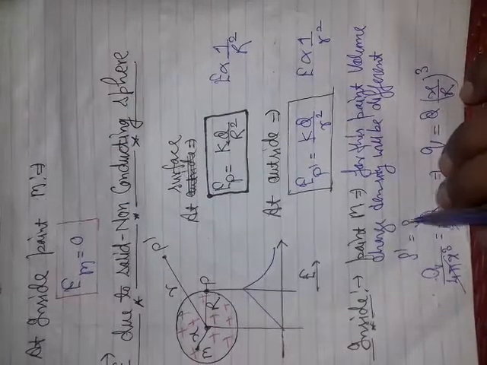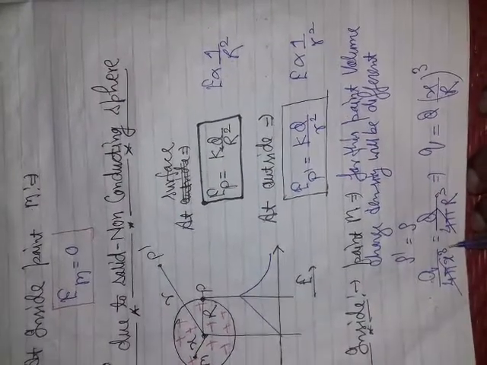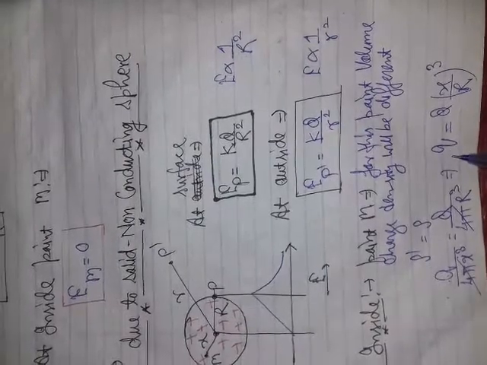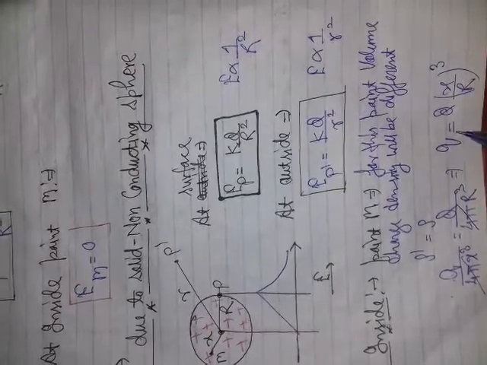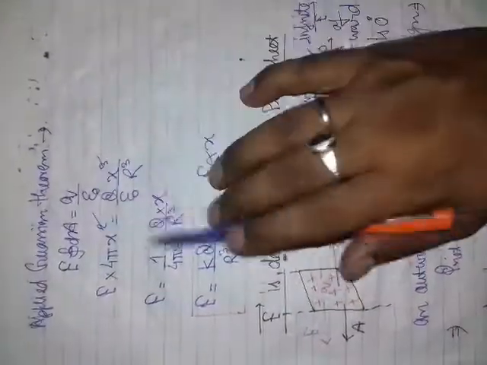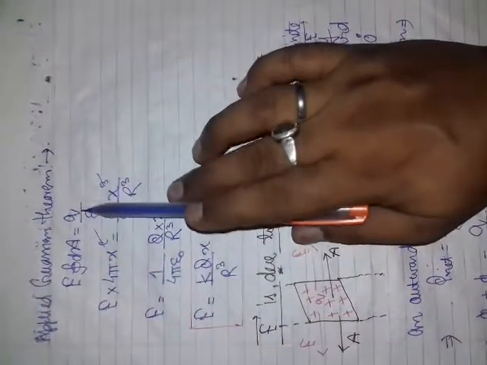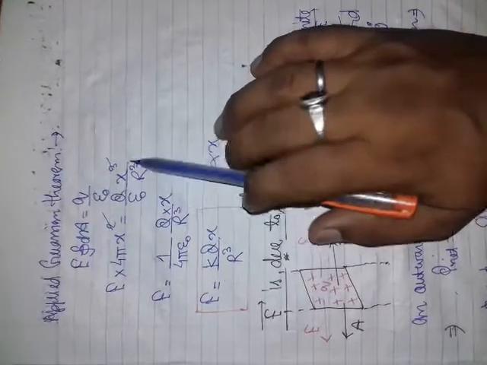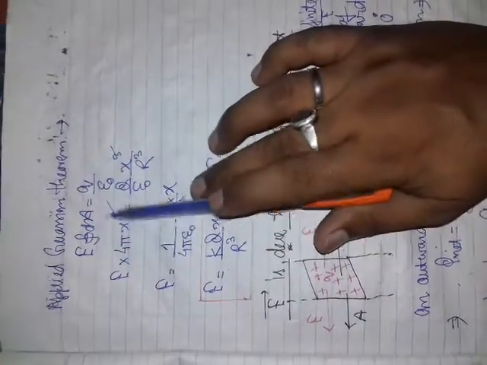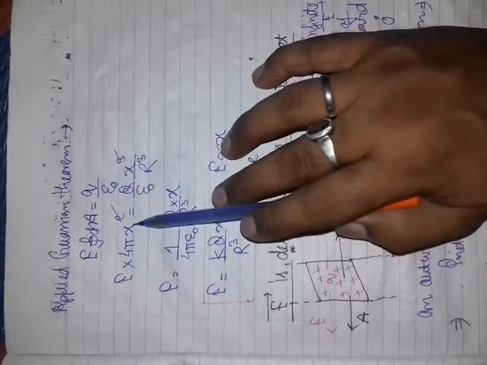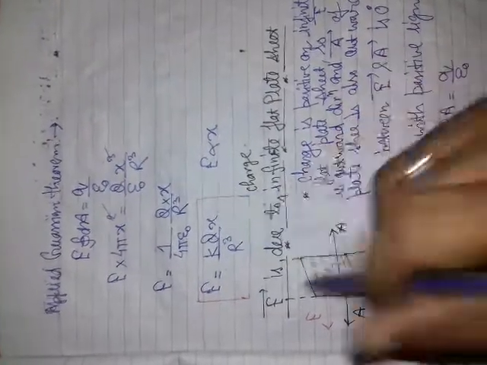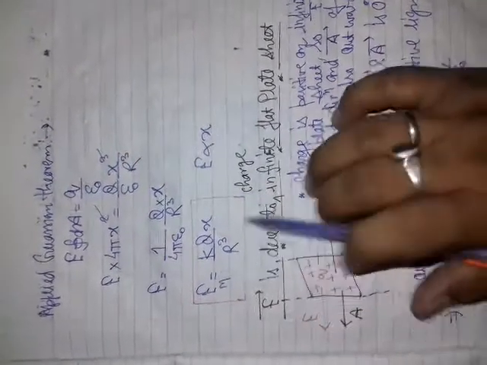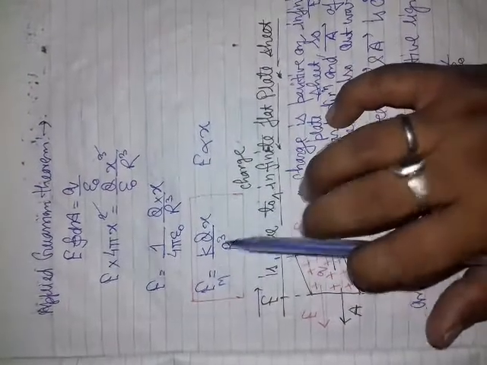By equating the charge densities, we get the charge value, small q, equal to capital Q times x upon r whole cube. Applying Gauss's theorem, putting in the value of small q we calculated and the surface area 4 pi small x square, and solving this equation, we get the electric field for point M, that is K capital Q x upon r cube.